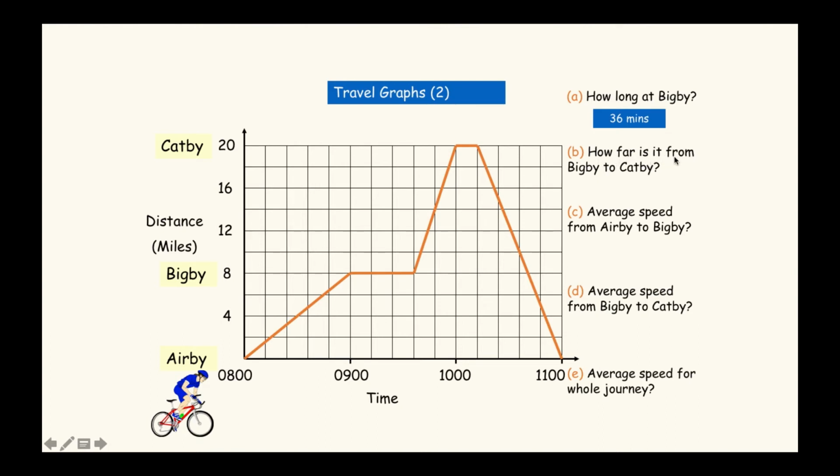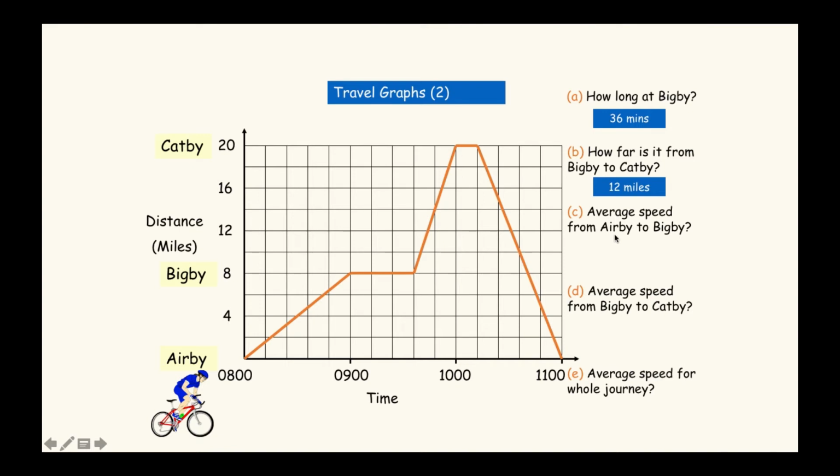It then says, how far is it from Bigby to Catby? So from Bigby, which is here, to Catby, which is there. Now be careful because you've already travelled 8 kilometres, so we only want to know what's left from 8 up to 20, which is 12. So it's 12 miles. Okay.